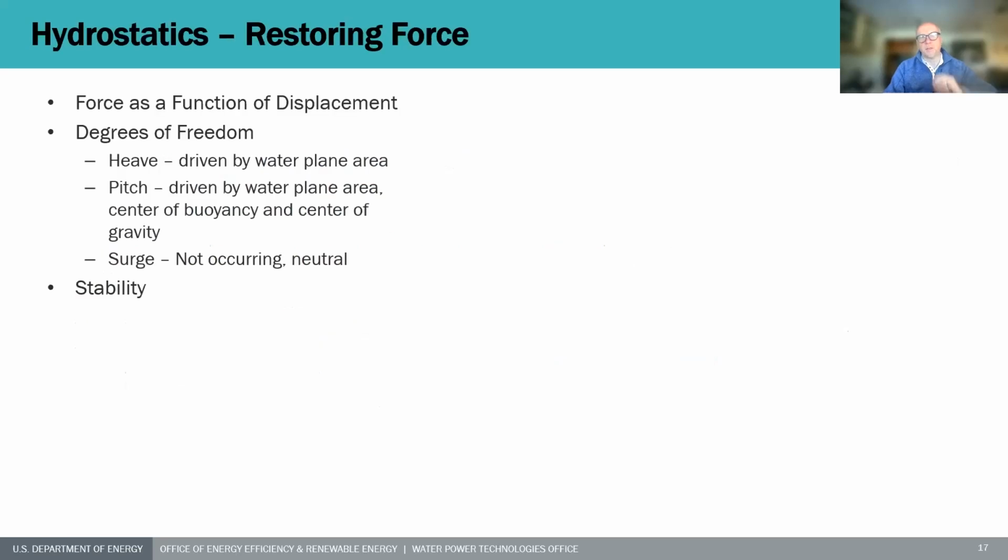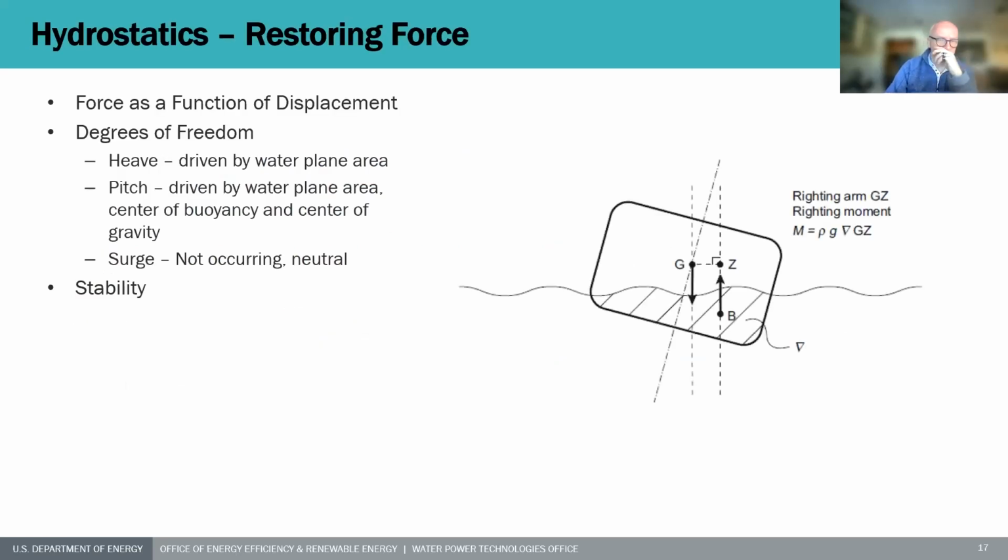Let's look at the restoring force, hydrostatics. If we have a body in the free surface, it has a restoring force that is a function of the displacement. In heave, clearly it's a function of the water plane area and the volume and the change in buoyancy. In pitch, it's dependent on more aspects. It's also with the center of gravity and center of buoyancy. In surge, when we move it horizontally, we don't get a different displacement, a different buoyancy, so we don't have a reaction.